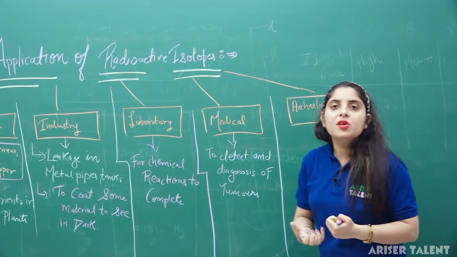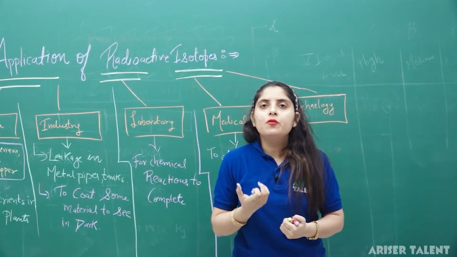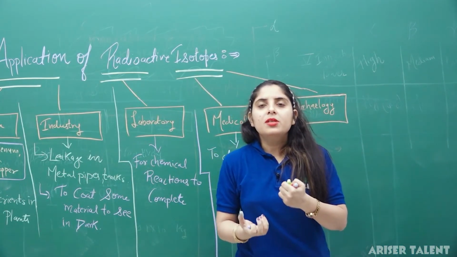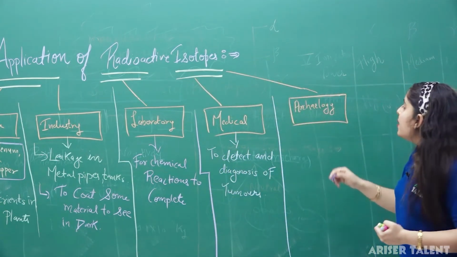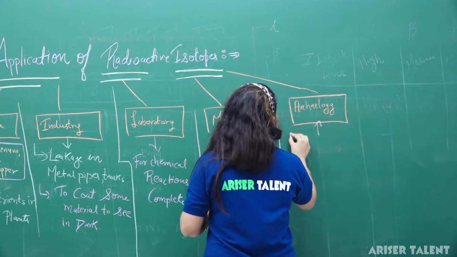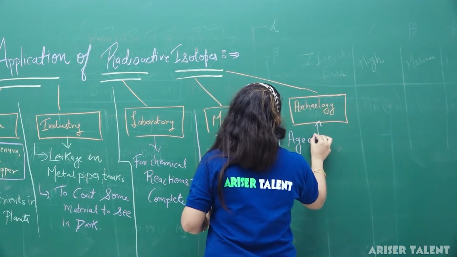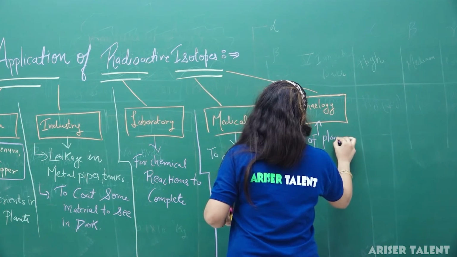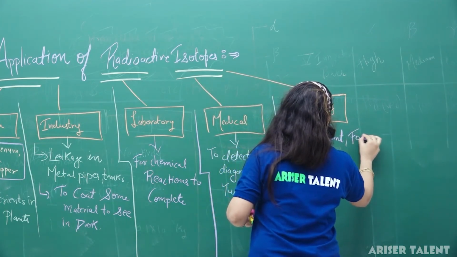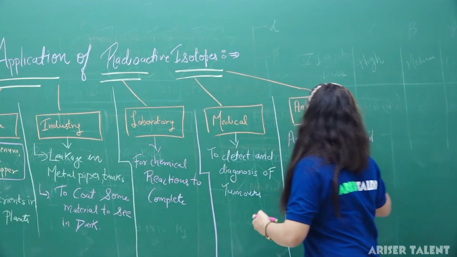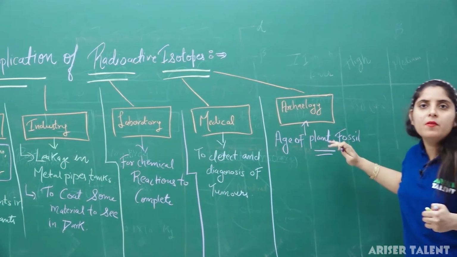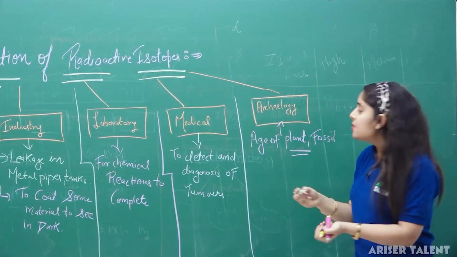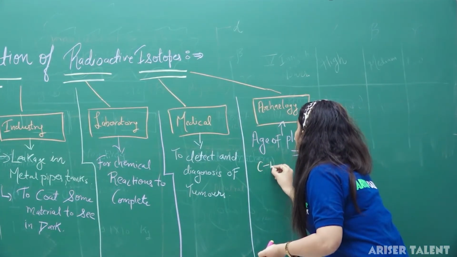Now we are on our last category, that is how in archaeology the radioactive isotopes are used. Suppose we want to calculate the age of a dead plant or some sort of carbon type of material, we will use the radioactive isotope and we will determine the age of the plant. For the age of the plant or any fossil, what will we use? We will use this radioactive isotope in the field of archaeology, and for this purpose we will use carbon 14.